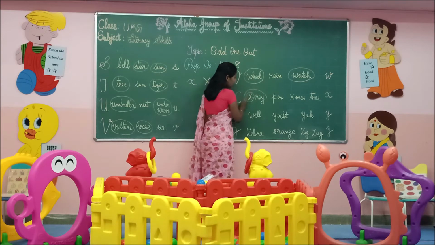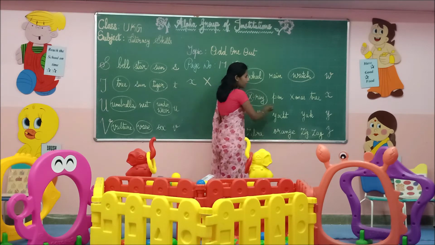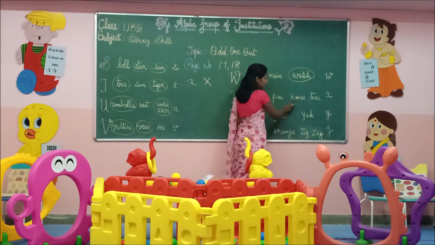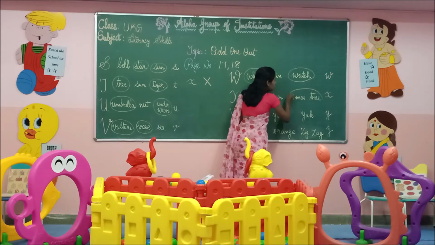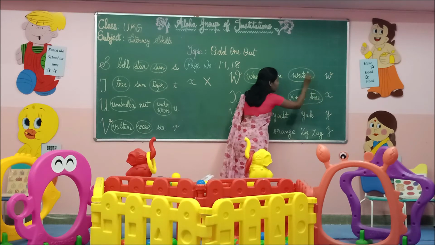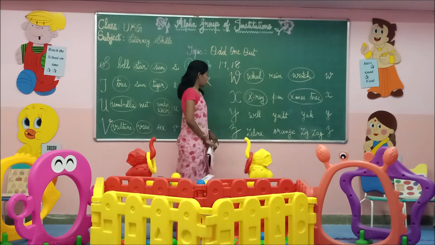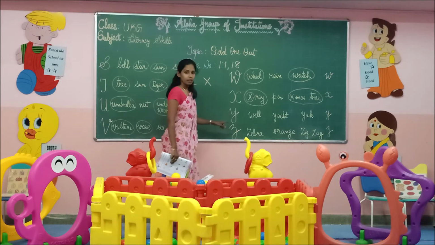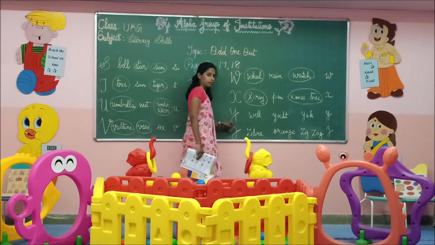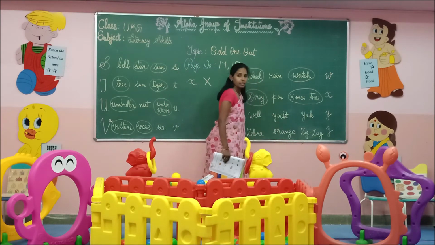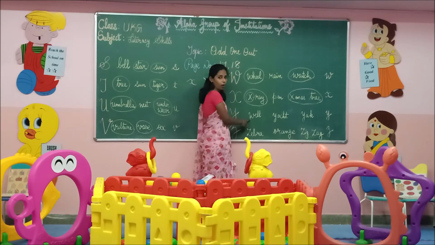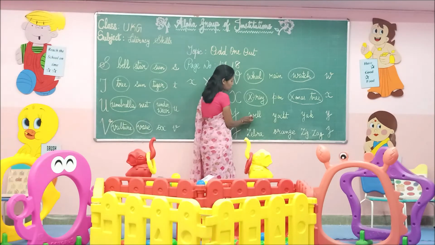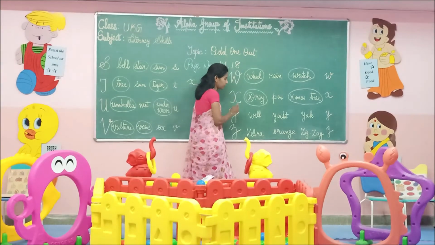Circle the word x-ray. See the X? This is in printed form. This is also X. So, you should identify it correctly. Now, move on to Y. This is capital letter Y and this is small letter Y. Now, see this. What is the first word? Well. Well has the first letter W. So, ignore this. You should not circle the word.